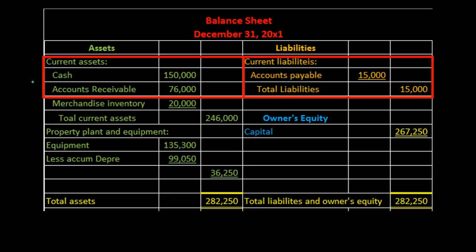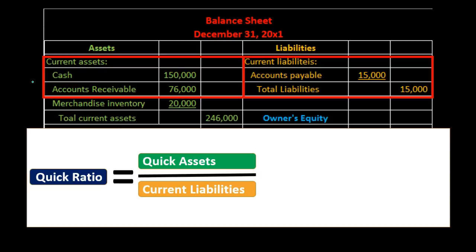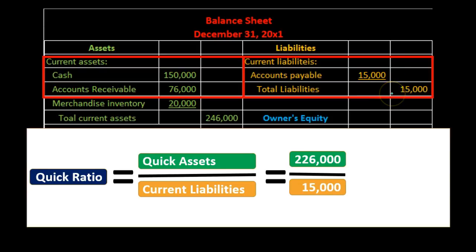Compare that to the current liabilities, the things that are due within the year's time period. Then we can do our calculations. So let's put a worksheet out here. Quick ratio equals the quick assets divided by current liabilities, which in this case would be the 150 plus the 76,000 for the quick assets of 226,000 divided by the current liabilities, in this case being that 15,000.